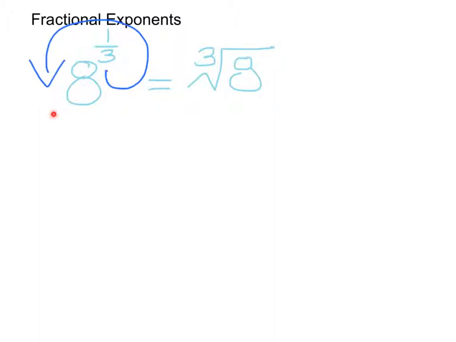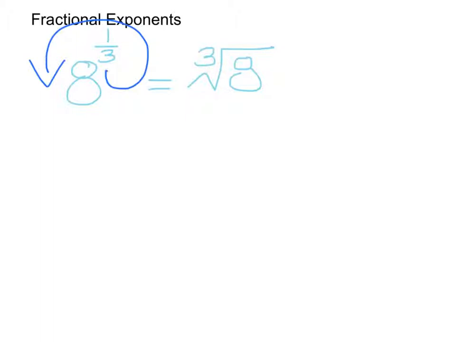So we've taken a term with a fractional exponent, and we've made it into a radical form. But now we have this problem of what we do with this thing. What does it mean to take the 3rd root of 8?